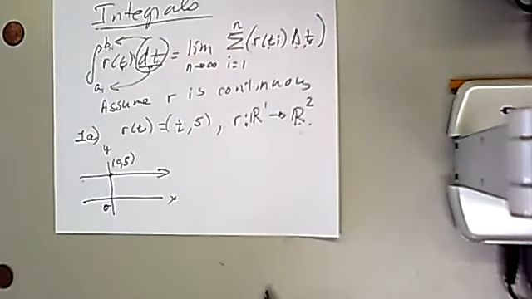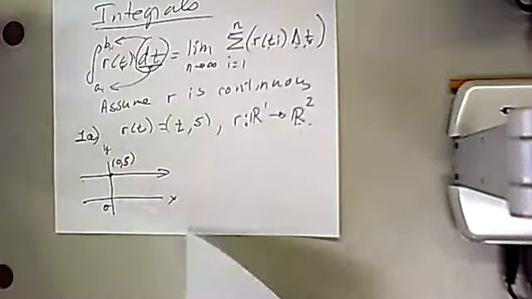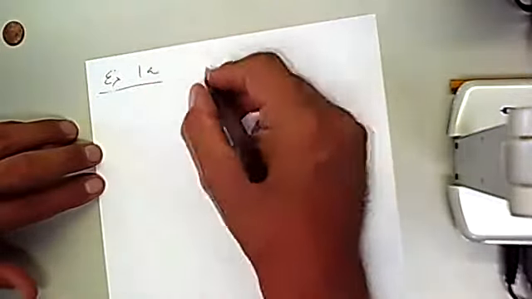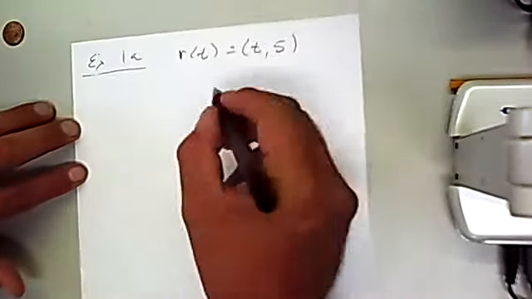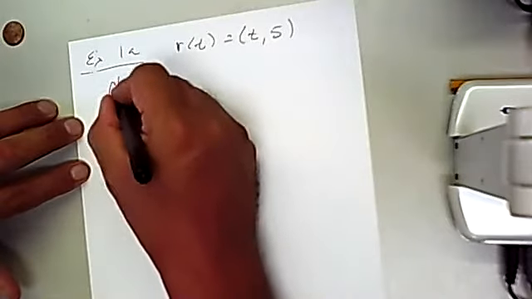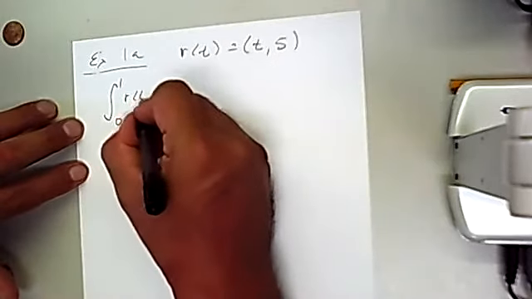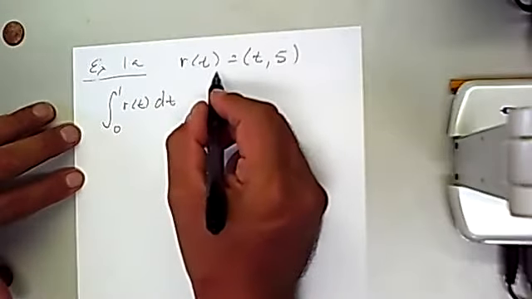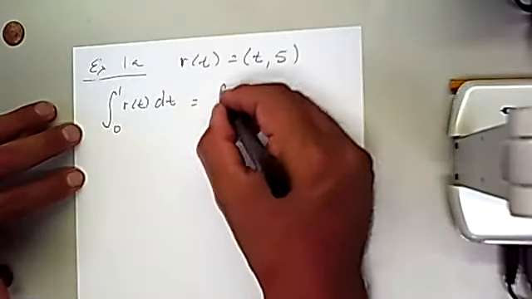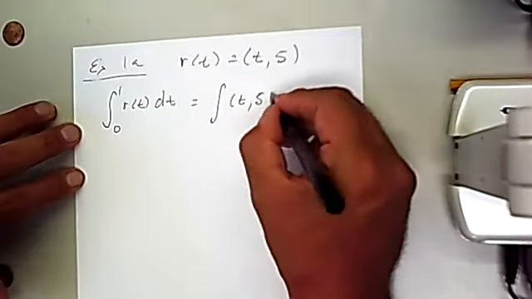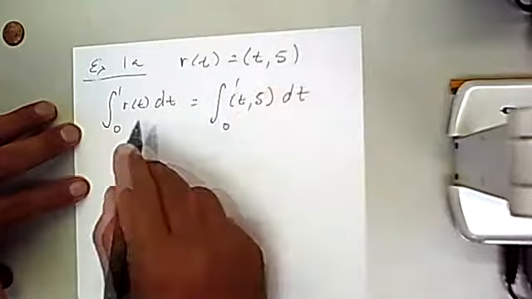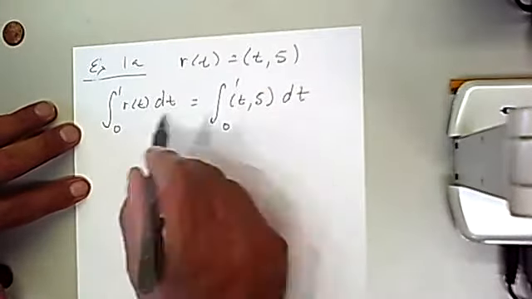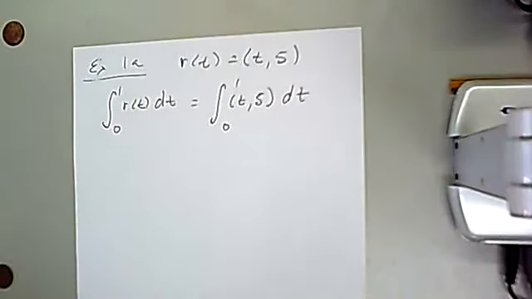I should have put this in a new sheet of paper, but it doesn't hurt to copy this over. So again, example 1a, r of t equals (t, 5), and I already did the picture. So what does it mean when we take the integral from 0 to 1 of r of t dt? By the way, sometimes I will write it this way, and sometimes I will write (t, 5), close the parenthesis, so that's a vector, dt from 0 to 1. So please do not get confused. Those two are exactly and identically the same thing.